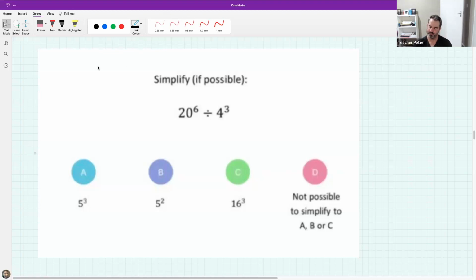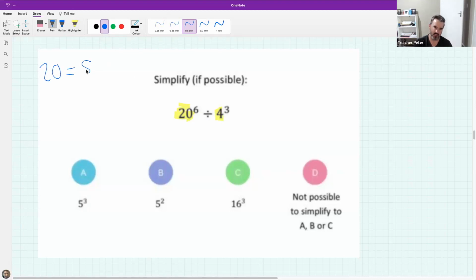Because when we make 20 the product of its prime factors, it's 2 to the power 2 multiplied by 5. So the bases aren't the same. That's what makes it hard. Yeah, they are not the same.